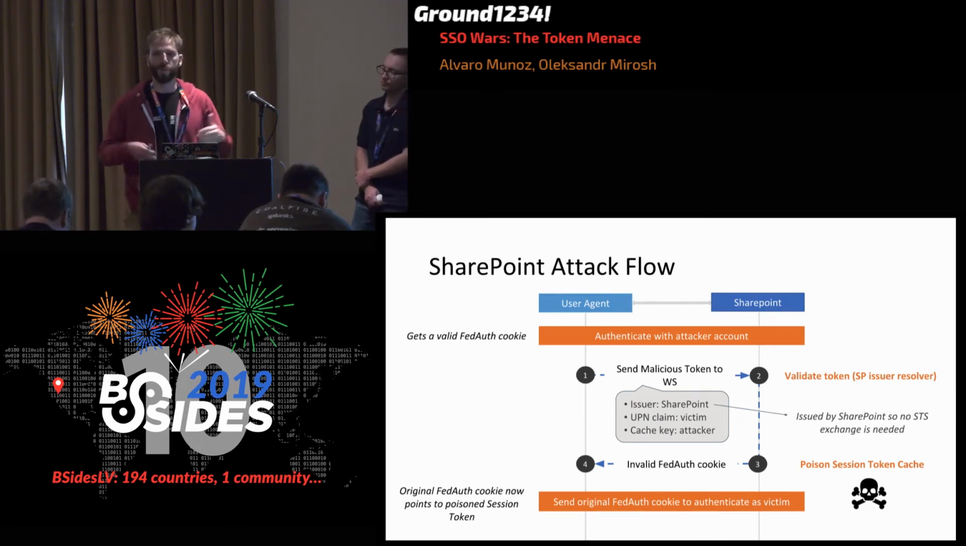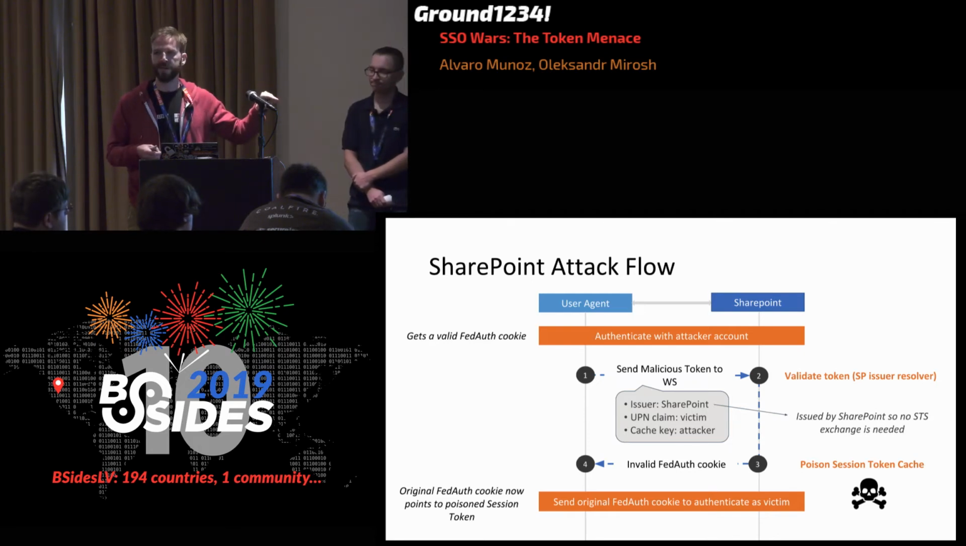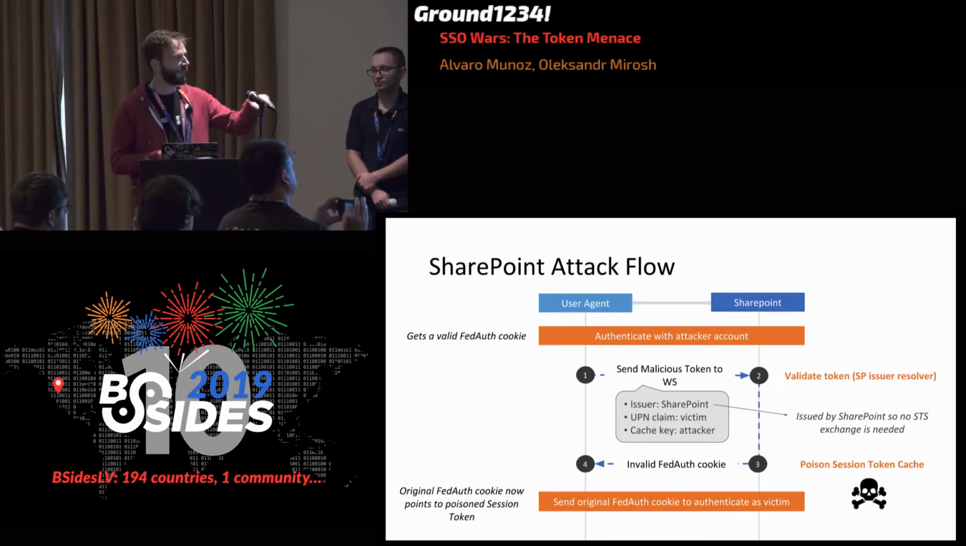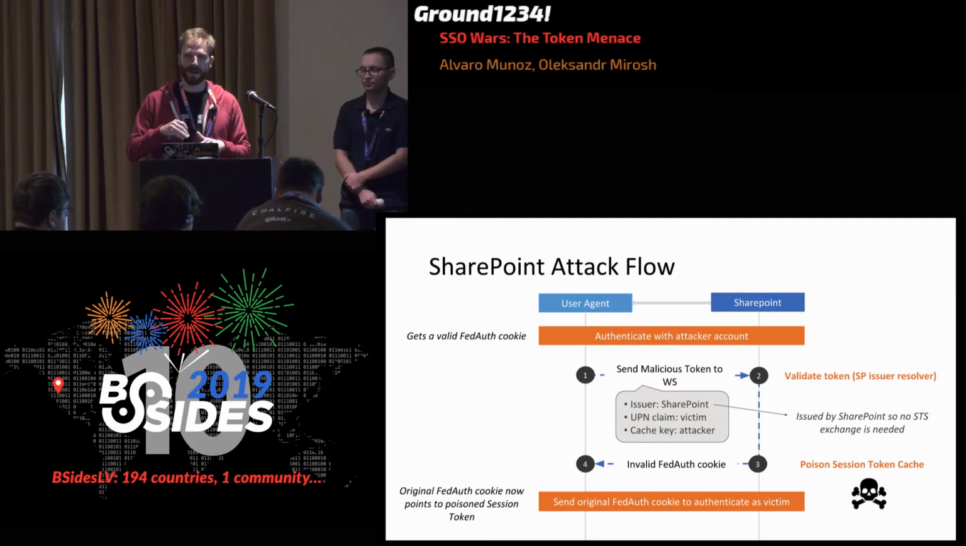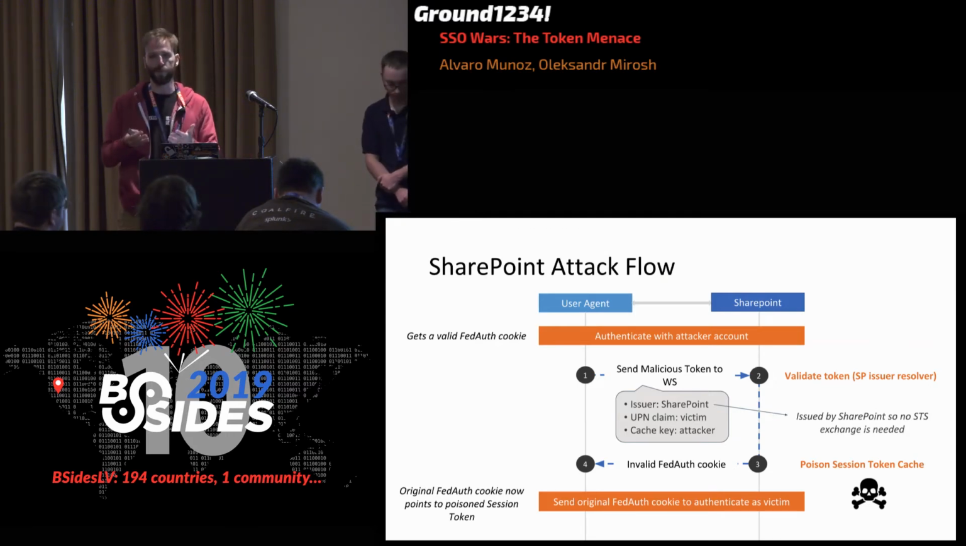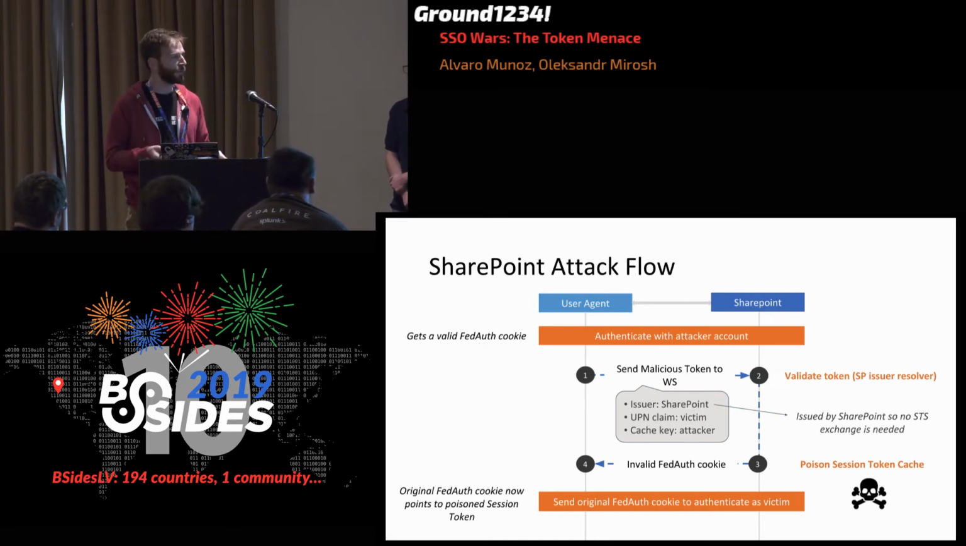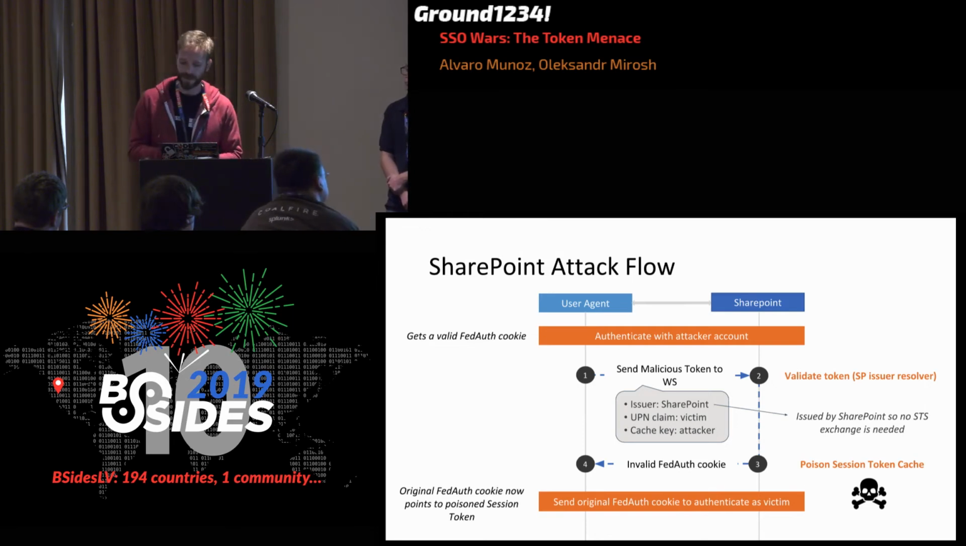So now SharePoint will receive that. It will verify the signature. We will bypass that. And then because the issuer is SharePoint, it will not try to exchange the token with the STS, the security token service, and will basically create a session token out of this data. So we are basically creating a session token for the victim. But when storing it in the cache, we will use the attacker cache key. And therefore, we will be poisoning the cache and basically replacing the session token for the attacker with the victim one. So now all that the attacker needs to do is refresh the browser, browse again to SharePoint, and then it will get authenticated as the victim. Now, if you do that for an administrator account, that's basically a remote code execution.